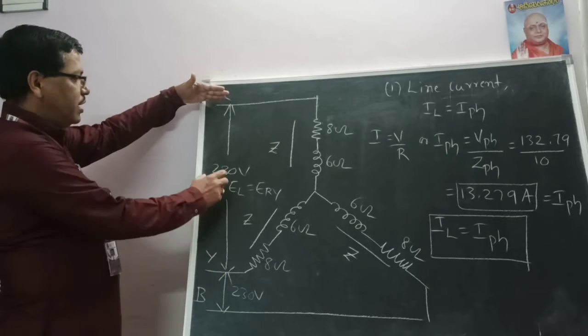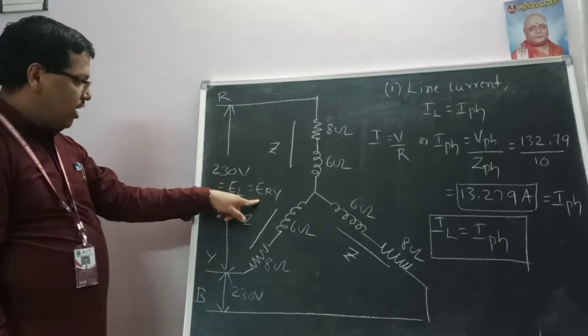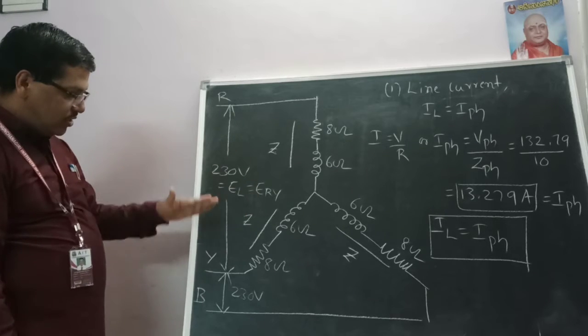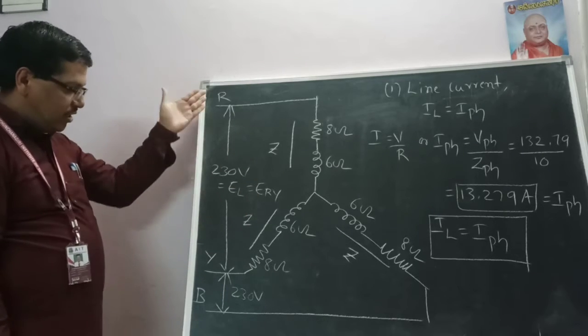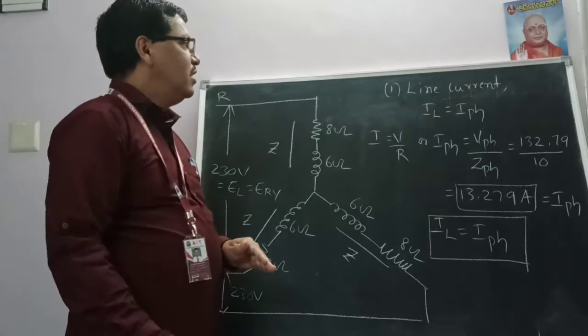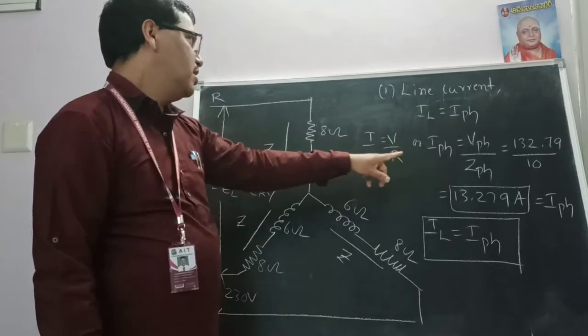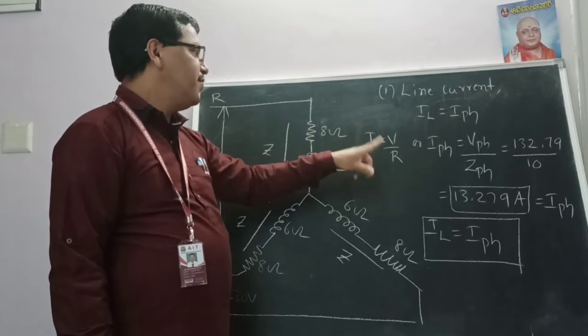So given in the problem 230 volts, that is also called EL, which is equal to ERY. 230 volts is here and once again 230 volts. The remaining third line also 230 volts. First we need to calculate the line current. According to the star connection, IL is equal to I phase, so first we calculate the I phase.